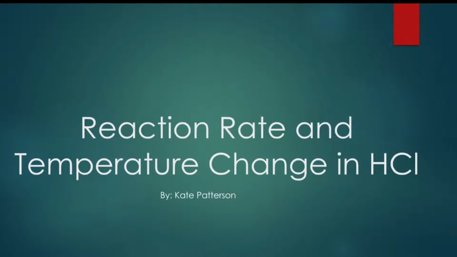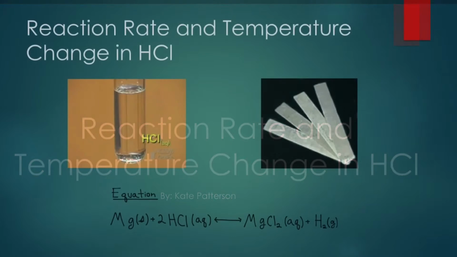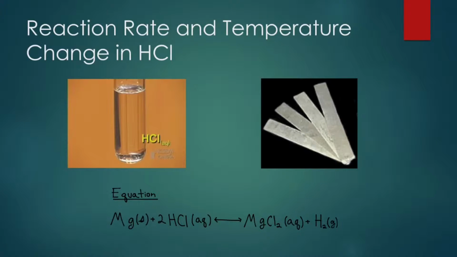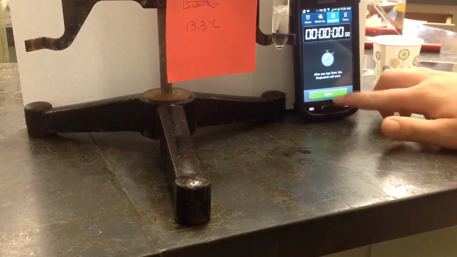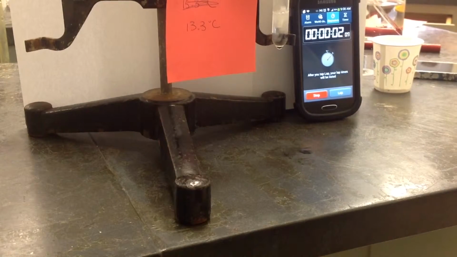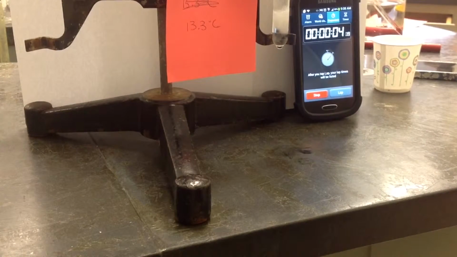Reaction rate and temperature change in hydrochloric acid. In my experiment, I added 0.03 grams of magnesium to 2 milliliters of hydrochloric acid. The hydrochloric acid was heated and cooled to different temperatures.